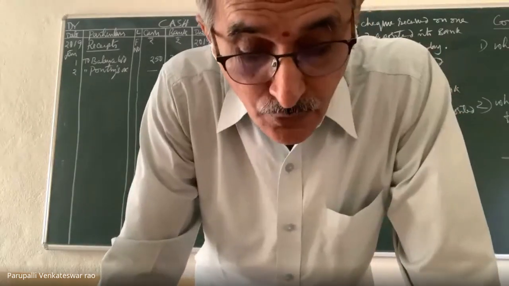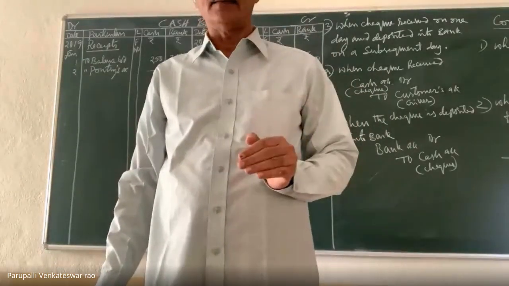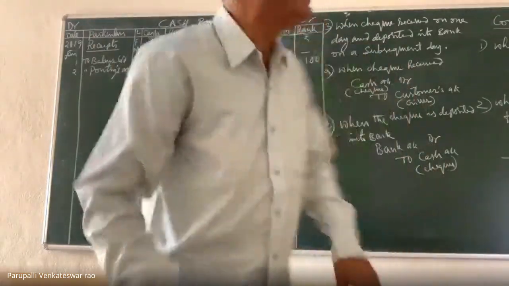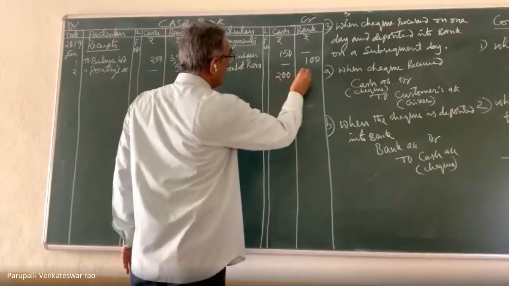Salaries paid to staff in cash. Payment account, credit. What is paid? Cash paid or through check? Cash. Paid cash, right in the cash column. Payment side, cash column, rupees 200. So 200 cash paid, cash column 200.